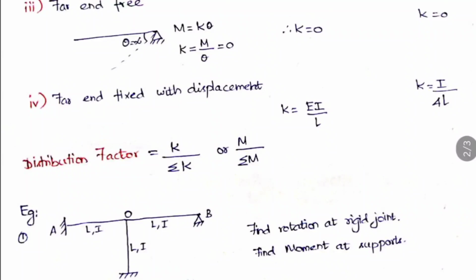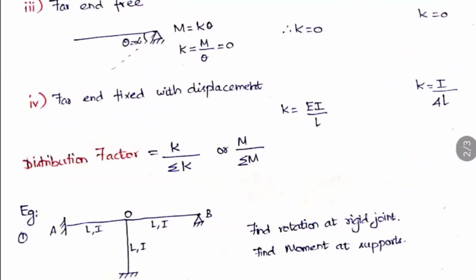Here the distribution factor is nothing but the stiffness at any joint divided by the summation of all the stiffness. The stiffness of any member, it's not joint, it's a member. If 2 or 3 members are connected to a particular joint, you take the stiffness of one member on the top and divide by the summation of all the stiffness, or it may be moment by the summation of the moments also. We can see an example so that it will be very clear.